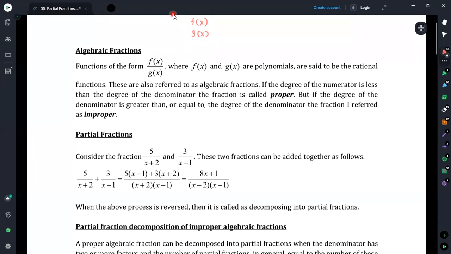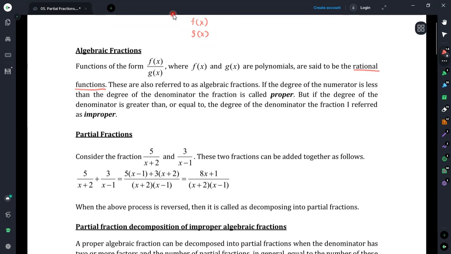The next thing to look at is that here we have the division of f(x) and g(x), and f(x) and g(x) are both polynomials. Those are functions of x. That's why we can call this an algebraic fraction. Another name for an algebraic fraction is a rational function. If we see a function in the form of a division of two other functions, we call it a rational function, which itself is called an algebraic fraction.